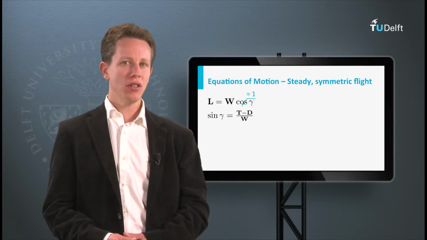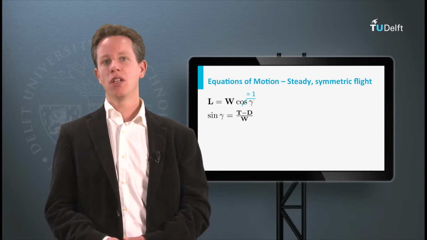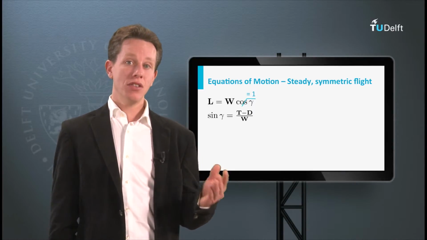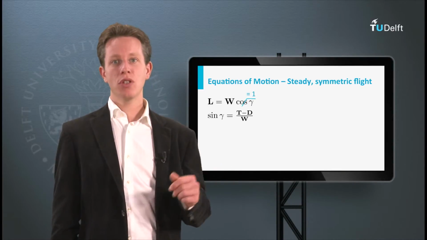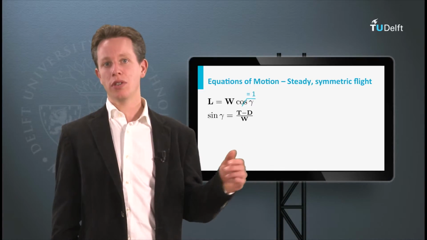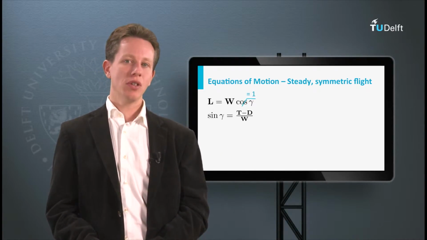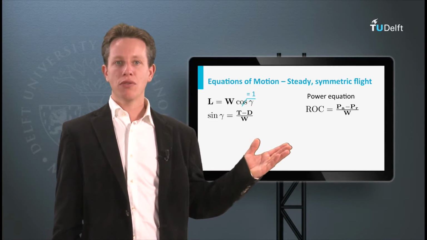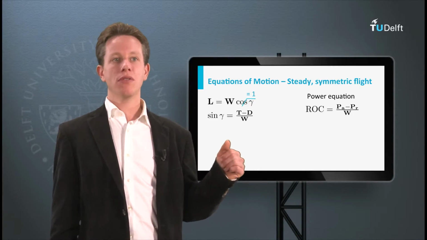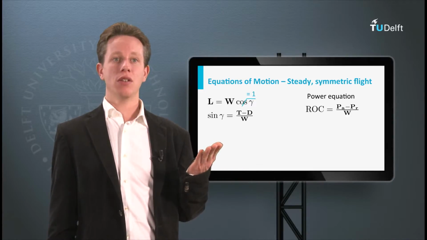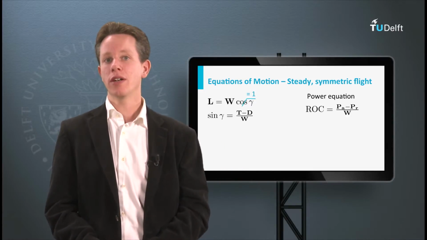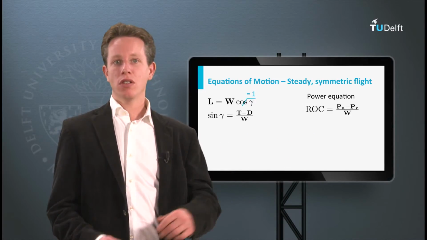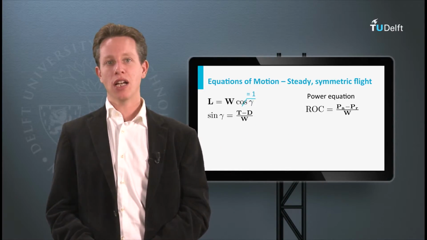Now this second equation can be used to calculate climb angle if thrust and drag are known. If we are, on the other hand, interested to calculate the climb rate, we should multiply this second equation with the airspeed. Now when you do that, we obtain the power equation. This equation has rate of climb as one of the variables, but in fact it is derived from the second equation of motion. So nothing new here. So when power available and power required are known, you can actually calculate rate of climb.